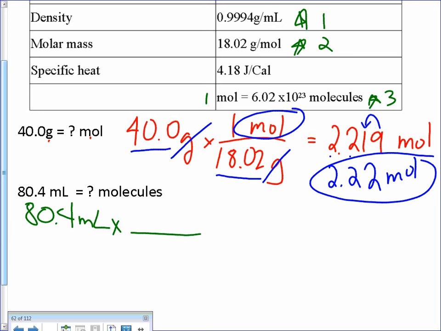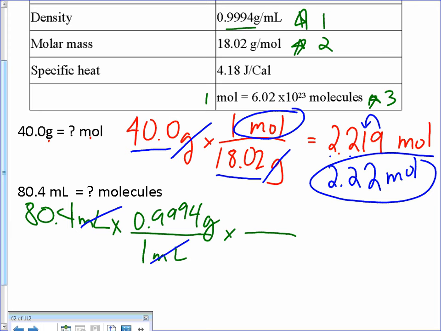Okay, so 80.4 milliliters. I need to cancel the milliliters. So how do I write this down, as is or flip it? As is. So this number, 0.9994 grams, is on top. What goes with mils? 1 milliliter is on bottom. Good. So far, what has canceled? Milliliters. It's nice to scratch that off.